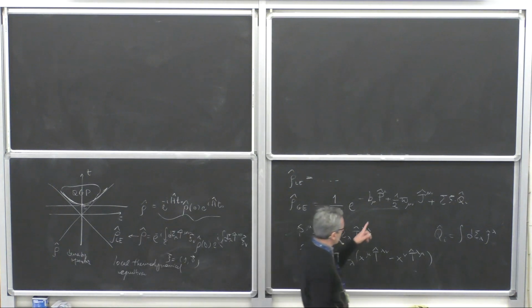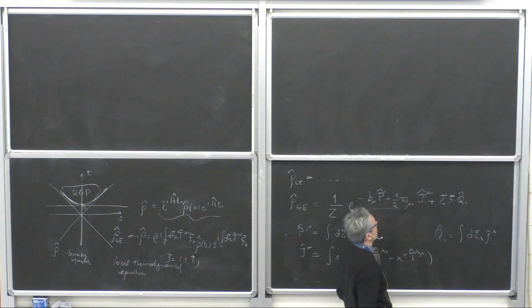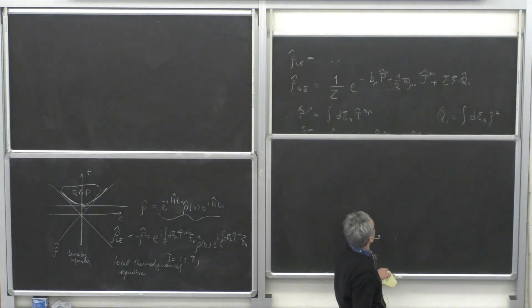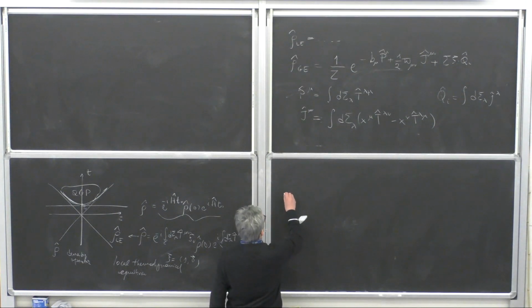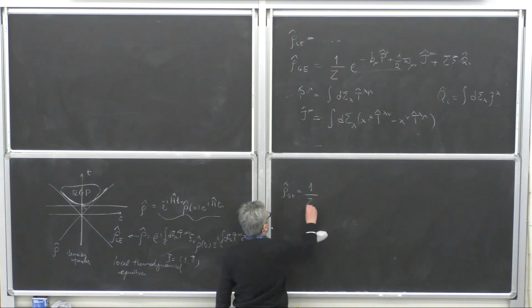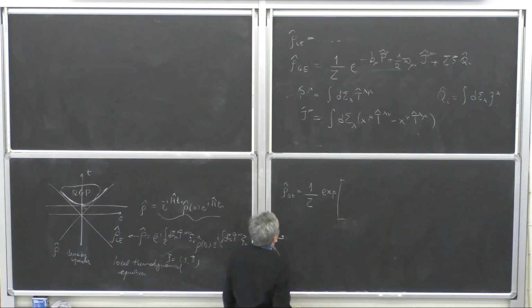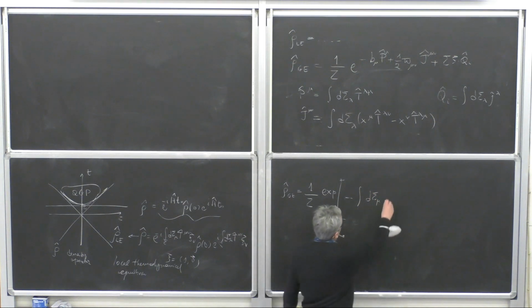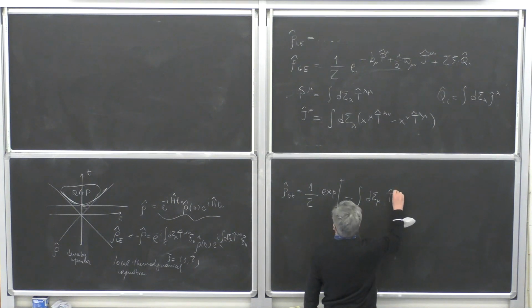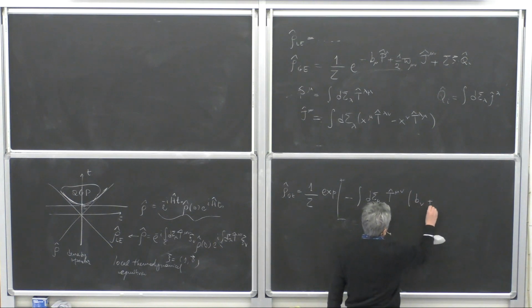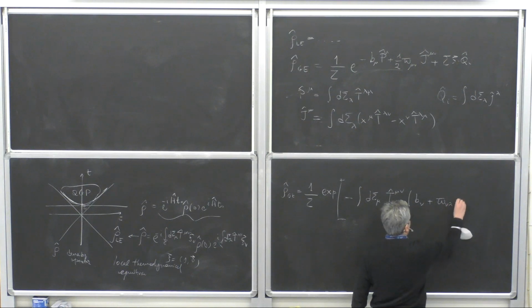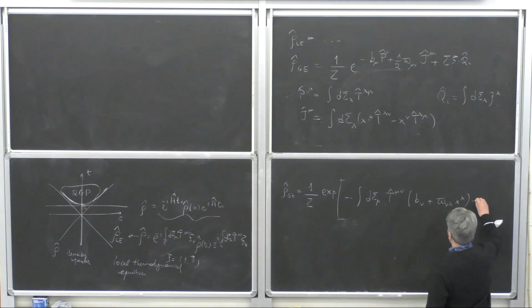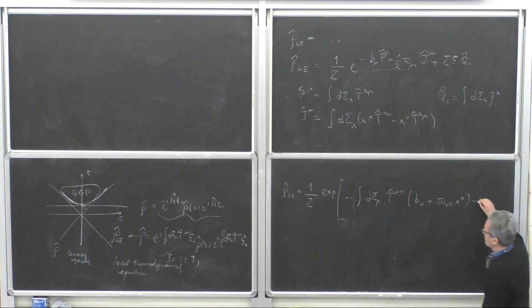Okay, so now the task is to plug this expression in here. So what we get is the following. Rho global equilibrium is equal to 1 over Z, and we have an exponent of minus the integral of d sigma mu T mu nu, and we have here b nu plus omega nu lambda x lambda, minus, sorry, and then we have zeta_i, j mu.